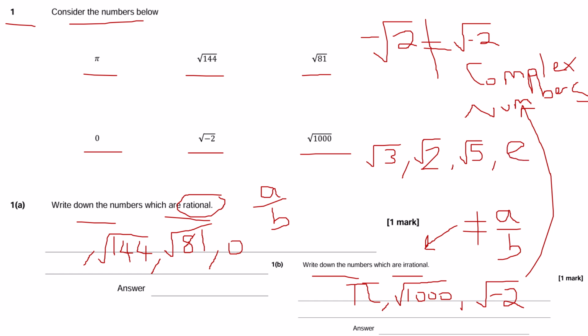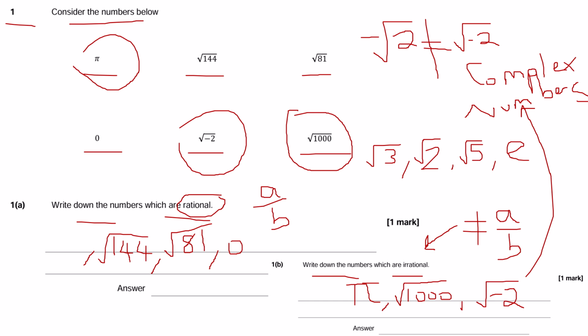So rational means that it can be expressed as an integer or a fraction, or a recurring or terminating decimal, whereas an irrational number cannot be expressed as a fraction. And you can't get around it by writing it as that number over 1, because that number itself is irrational. So pi, the square root of -2 and root 1000 are not rational numbers.